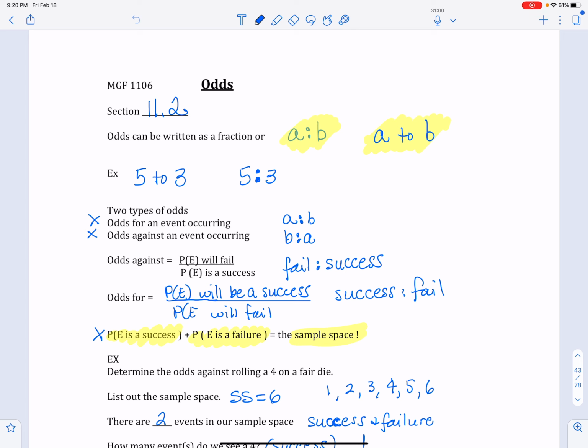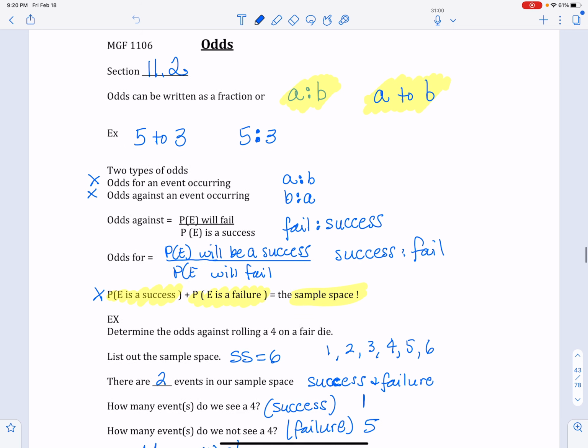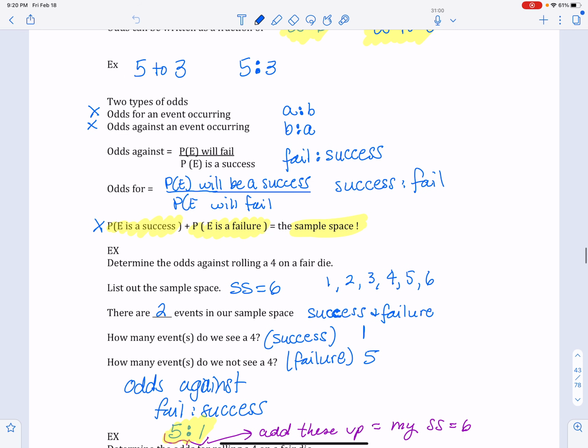There's two types of odds: odds for an event occurring and odds against an event occurring. So if we say that A is the odds for an event occurring and B is the odds against an event occurring, then odds for an event would be A to B. Odds against would be B to A. Odds against will be the probability that the event will fail over the probability that the event is a success.